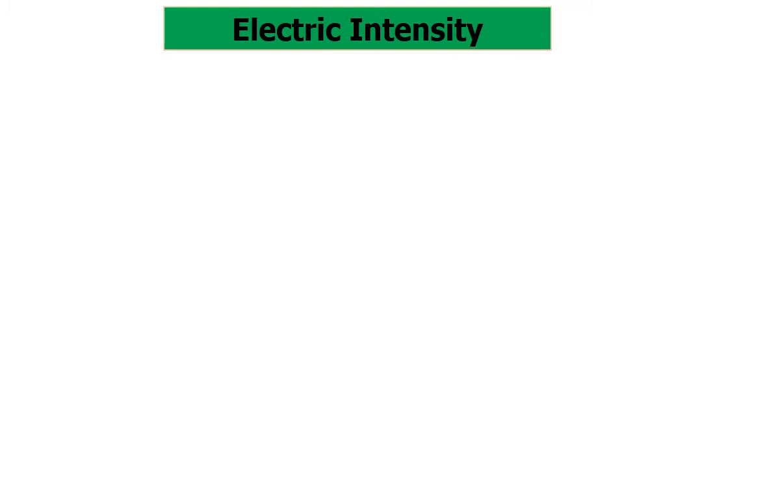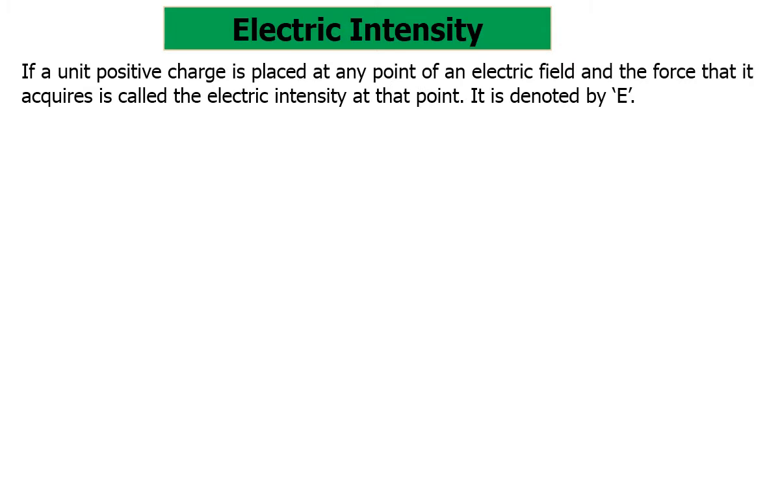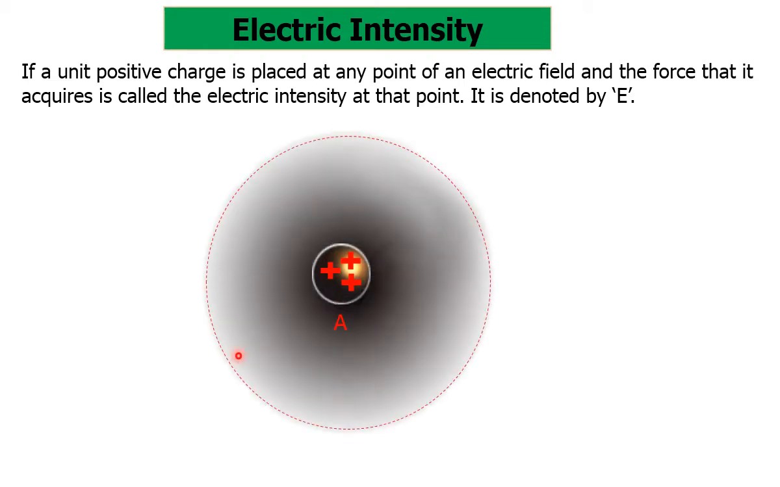Now we'll talk about electric intensity. The definition of electric intensity is, if a unit positive charge is placed at any point of an electric field, then the force that is acquired is called electric intensity. It is denoted by E. And you can see the figure, there is a positive charge and it has an electric field, and in the electric field the charged body A influences the other body.